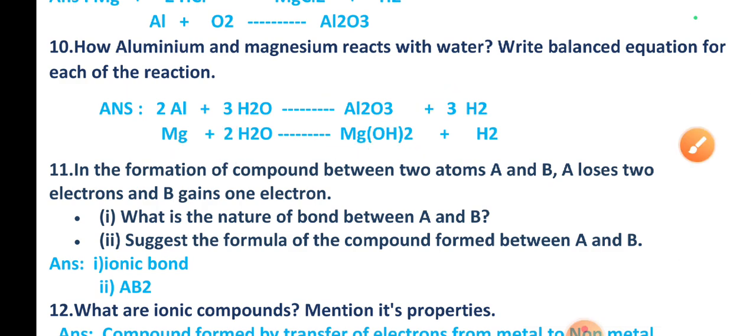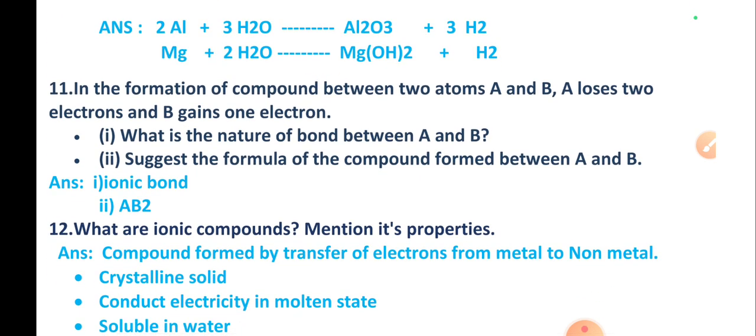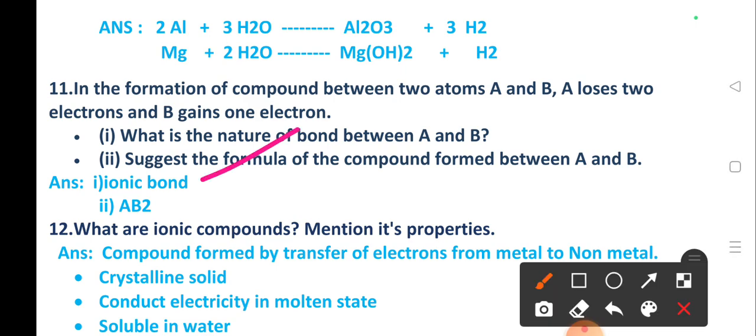2 oxygens, that also finished. In the formation of a compound between two atoms A and B, A loses 2 electrons and B gains 1 electron. What is the nature of the bond between A and B? Suggest the formula of the compound formed by A and B. What is the nature of the bond between A and B? It's an ionic bond, because of exchange of electrons.